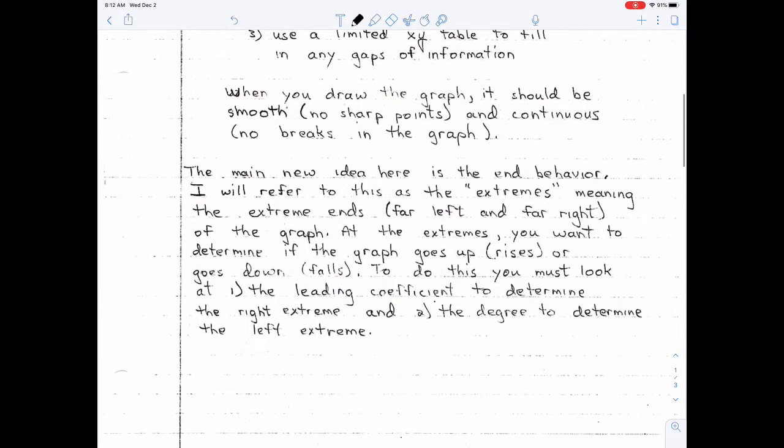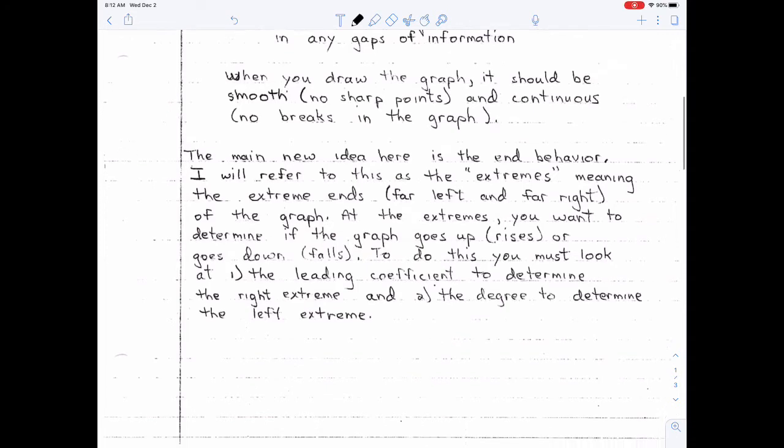Okay. Again, the main idea here that's new is going to be end behavior. I refer to this as the extremes. You want to know if the graph goes up, Alex calls it rises, or if the graph goes down, Alex calls it falls. To figure this out, all you need to look at is the leading coefficient. Okay? The leading term. So to figure out the right extreme, you look at the leading coefficient, the number multiplied by the largest degree of the variable x. To figure out the left, you look at the degree.